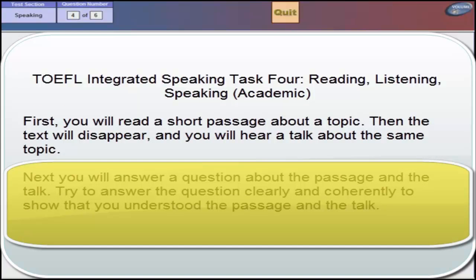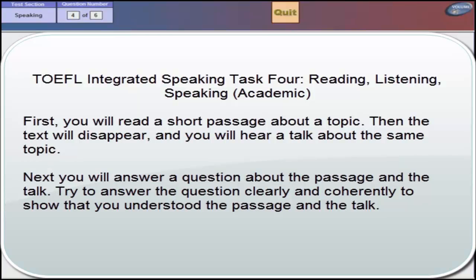First, you will read a short passage about a topic, then the text will disappear, and you will hear a talk about the same topic. Next, you will answer a question about the passage in the talk. Try to answer the question clearly and coherently to show that you understood the passage in the talk.